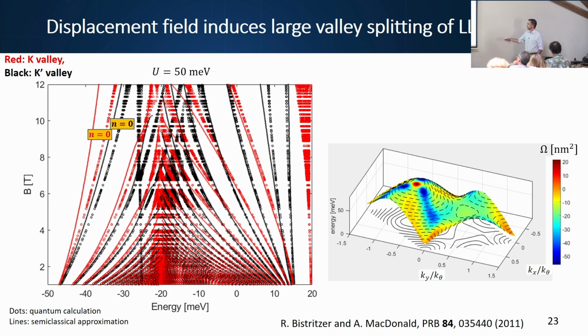So let's take a look at some of these levels here. This is, again, the bottom of the valence band. This is the 0th Landau level, and I see the splitting there. That's what we want to be probing experimentally.